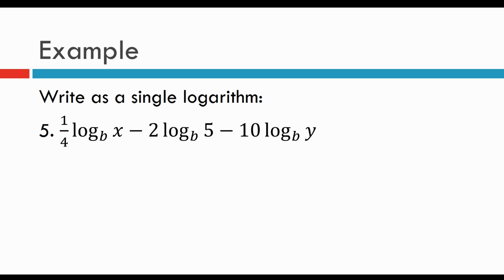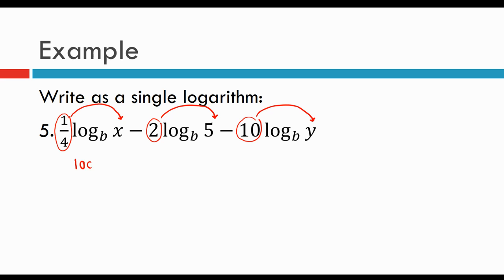All right, let's take a look at this one. We have 1/4 times log base b of x minus 2 times log base b of 5 minus 10 times log base b of y. Once again, the first thing that I notice is that each of these terms contains a number out in front of the log. So that's always the first step. If I see that, I want to move them back to being exponents.